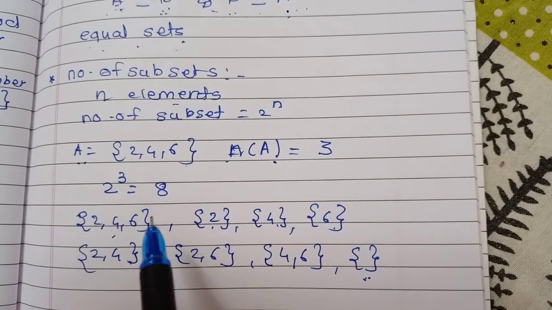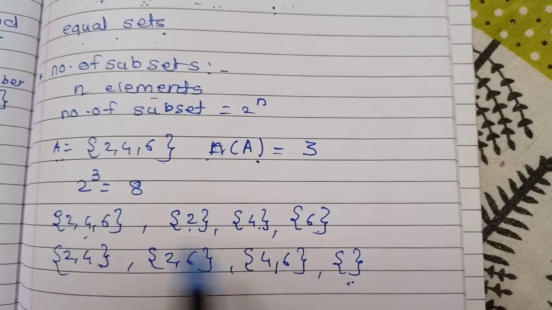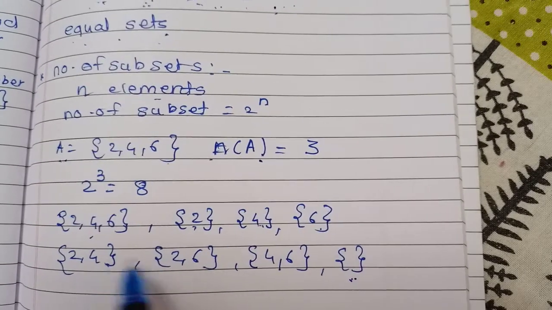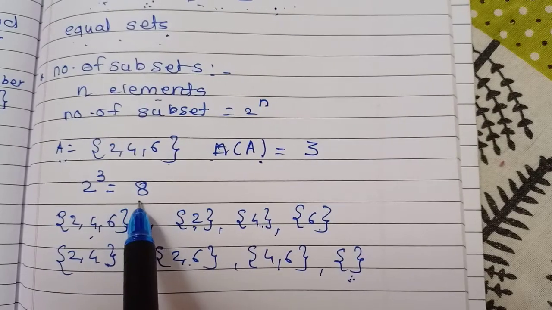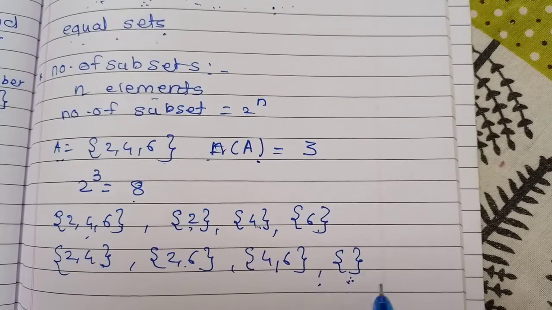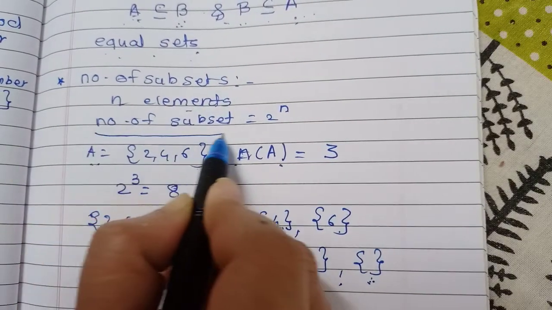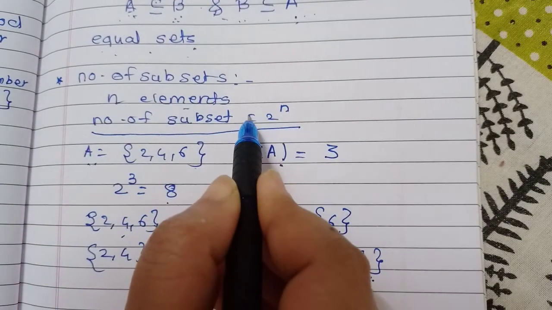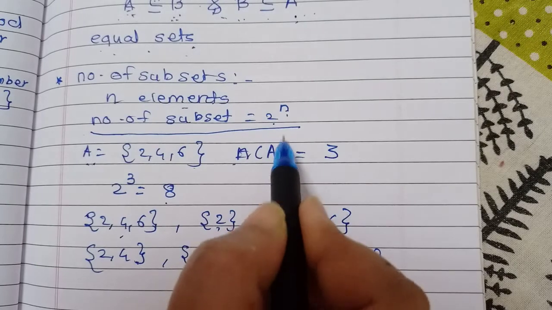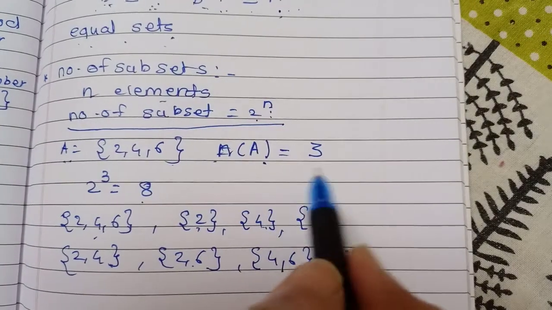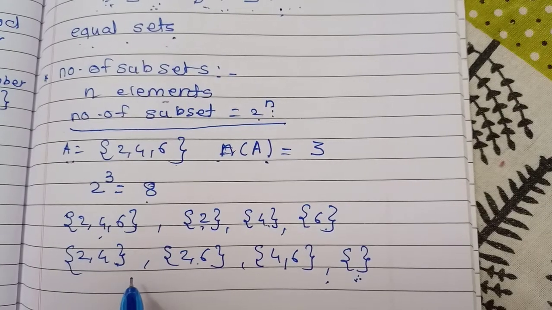So how many subsets are there? 1, 2, 3, 4, 5, 6, 7, 8. A total of 8 subsets are present. So we can say that the formula for the number of subsets is equal to 2 raised to n, where n is the number of elements in a particular set, and it is proven here.